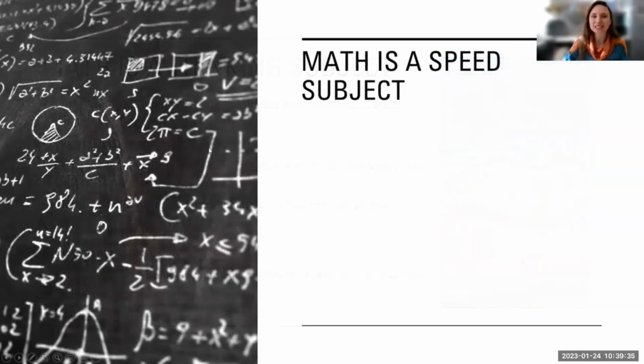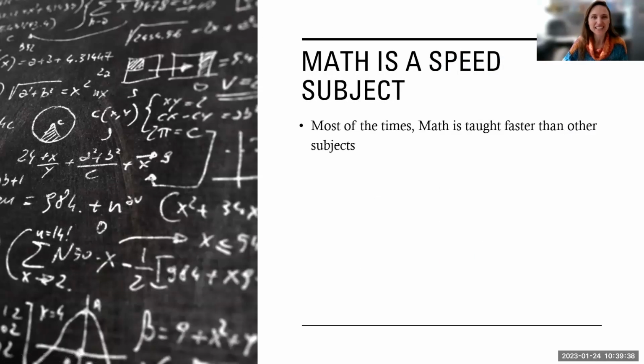Math is a speed subject, which means that in most cases, it is taught faster than other subjects, especially during summer and intersession, which we used to have. We don't have it anymore. It was only 5 weeks. We might have it in the future. It might come back. So summer classes are anywhere from 6 weeks to 12 weeks. The regular semester is 16 weeks.